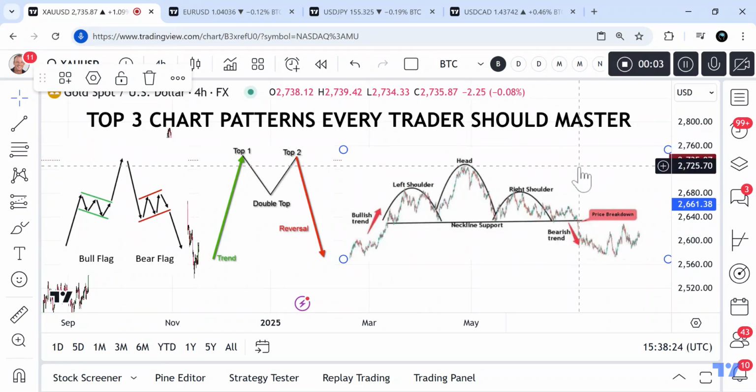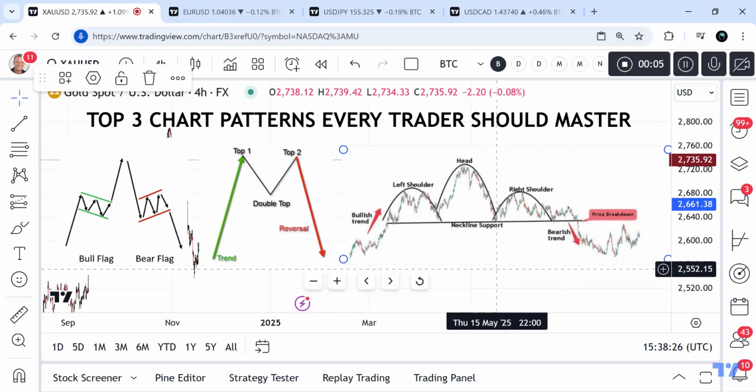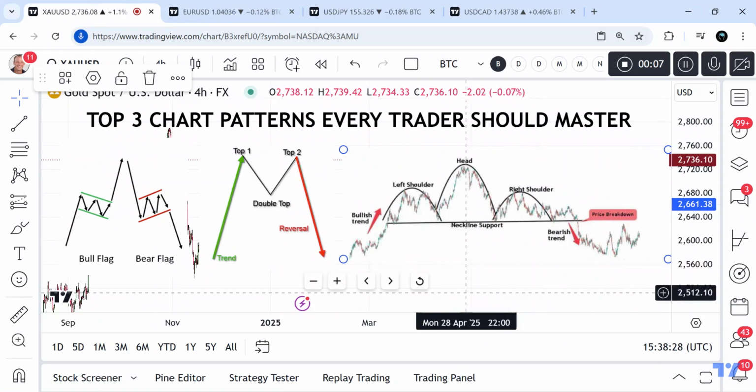Morning, everyone. Kris here from the Mindbloome Exchange, and today we are looking at the top 3 chart patterns every trader should master. What are those? Well, those are the bull and bear flags, double tops or double bottoms, and of course the head and shoulders or the reverse head and shoulders right away.